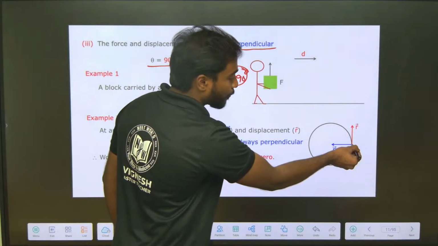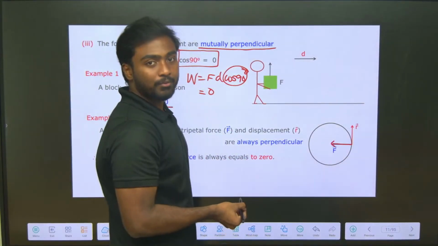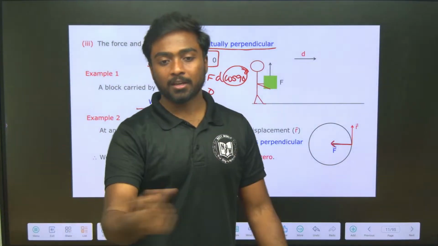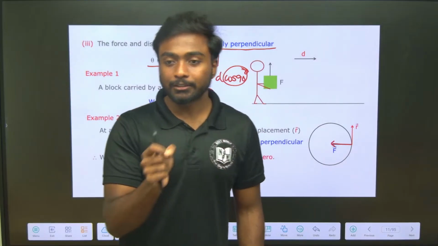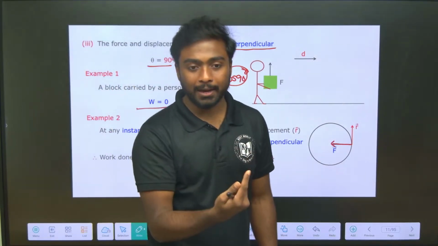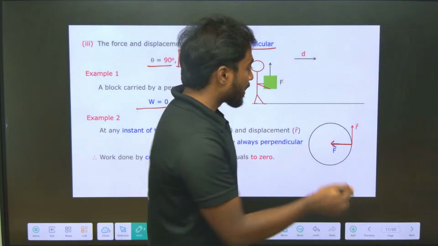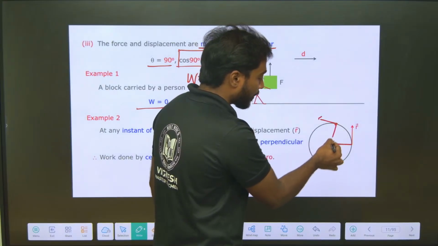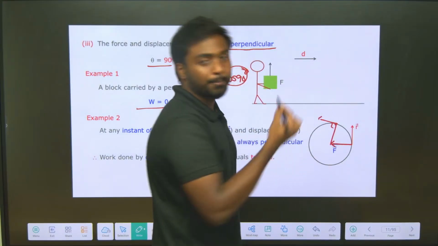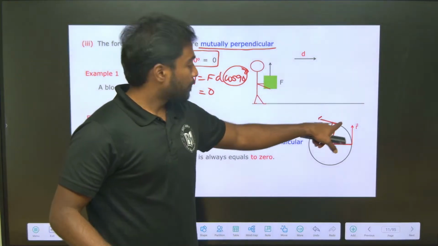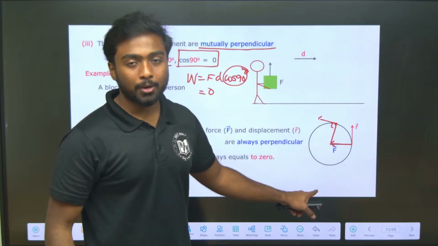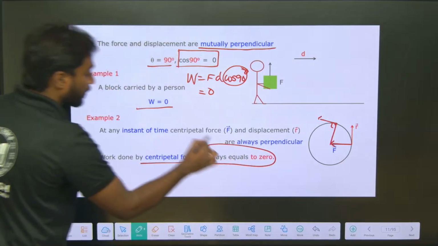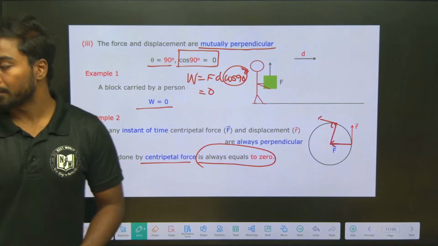Centripetal force means the force which is towards the center of the circle, and the object is moving. What is the direction of motion on the circular path? I can take the tangent of the circular path and say that this is my direction. If I take this point, the tangent is my direction and the force will be towards the center. So the angle is perpendicular. At any point, the force and the displacement are perpendicular. So work done by centripetal force is always equal to 0.